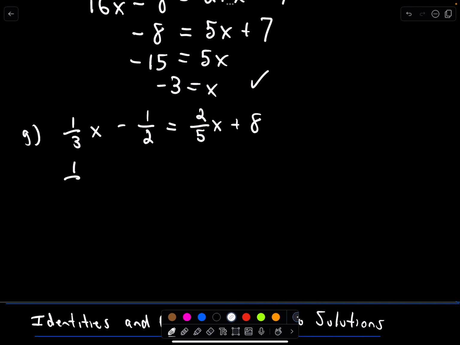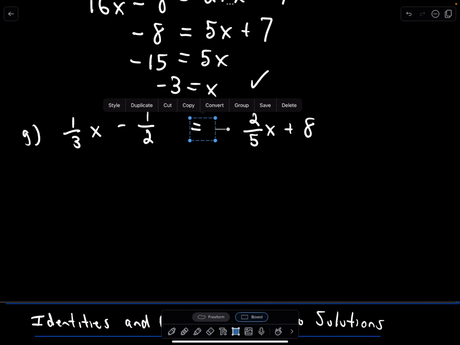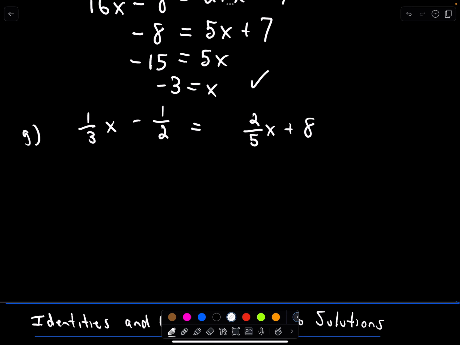Now, another thing I could do is try to get rid of those fractions, and I think that's a good idea a lot of times. So again, there's more than one way to do these. What I'm going to do is multiply by some number on the left that's going to get rid of my fractions. Whatever I multiply on the left by, I would have to multiply on the right by as well. Now we're going to look at the denominators.